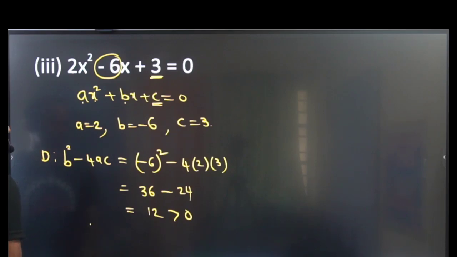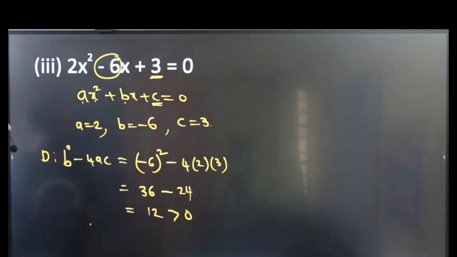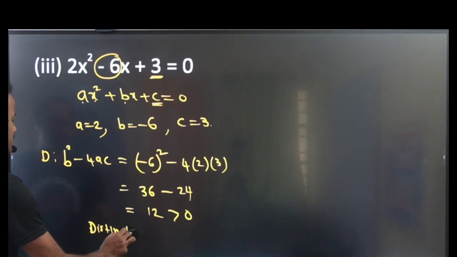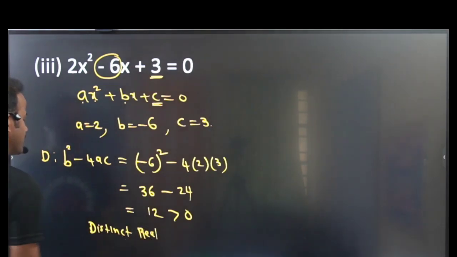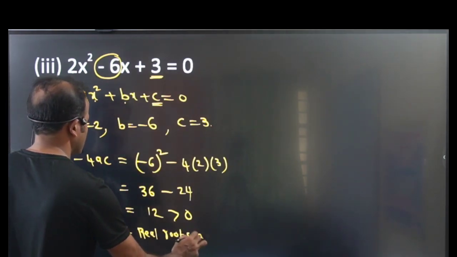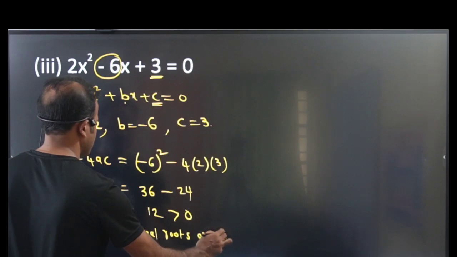Then how many roots exist? Distinct real roots exist. What is the nature of the roots? Two distinct real roots exist. Distinct means separate roots. Distinct real roots exist in this case.